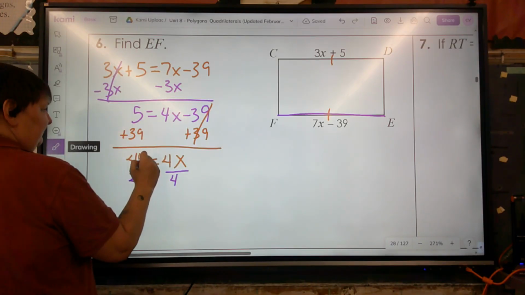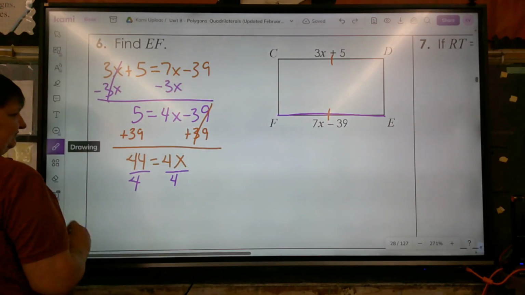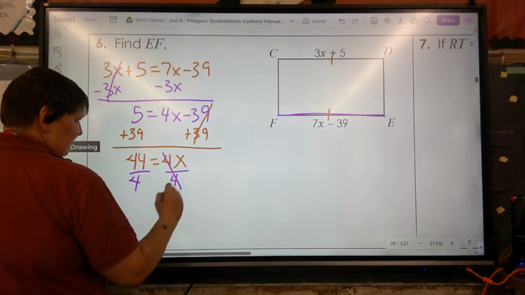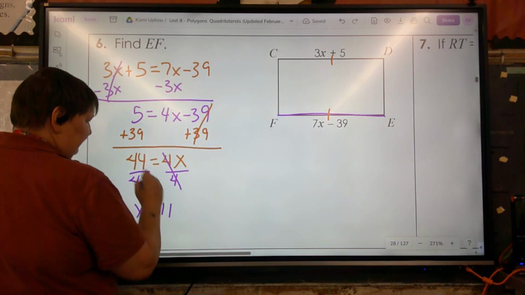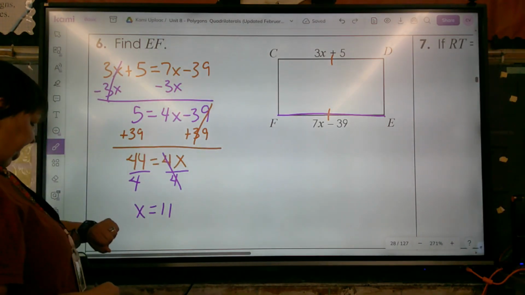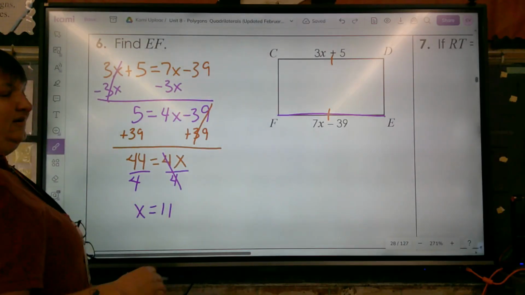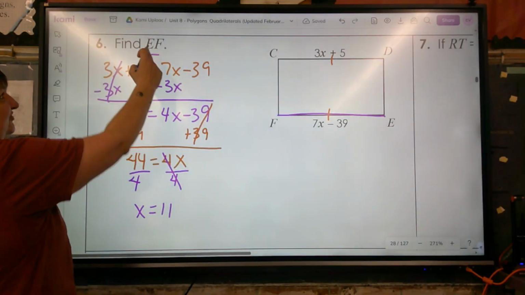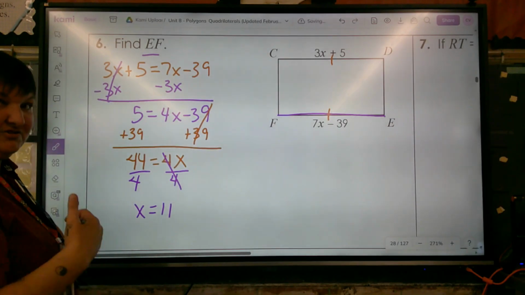I hope you caught that. So x is going to be equal to 11. 44 divided by 4 is 11. But it didn't tell you to find x. It told you to find EF. Make sure you actually answer the question.